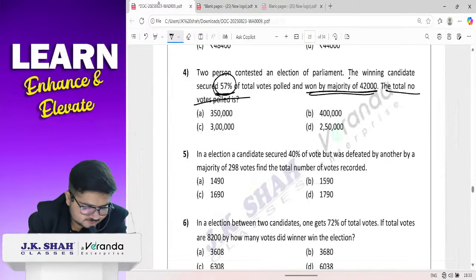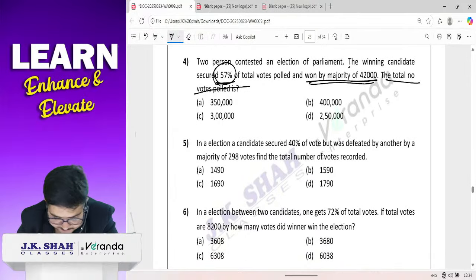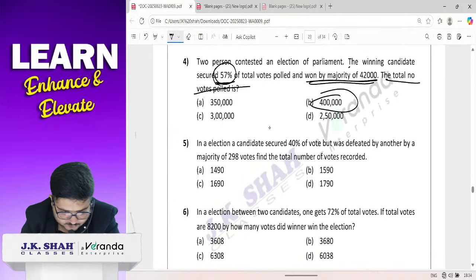No problem, Fagun. I was just kidding. Right, so answer is 4 lakh.